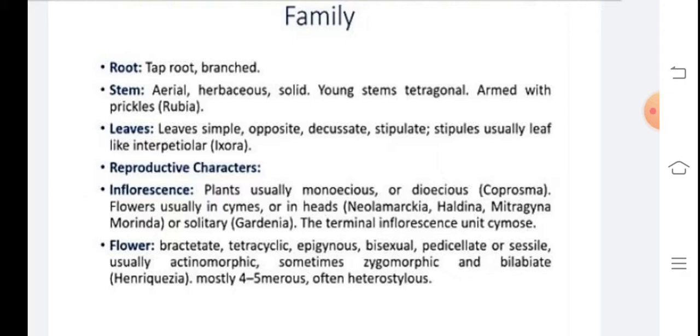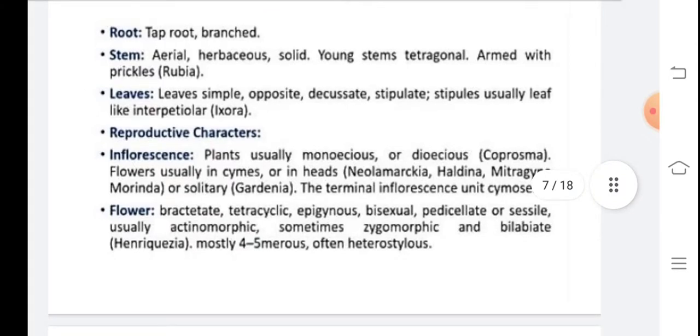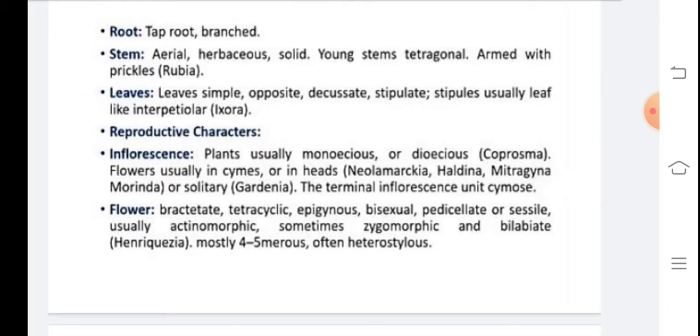So the other examples are there in the inflorescence. It shows that some plants are monoecious or dioecious, right? Dioecious is the Coprosma genus. It shows dioecious, that is, the male plant is different, the female is different. Flowers are usually in cymes or heads. Some examples are Haldinia, Mitragyna, Morinda.